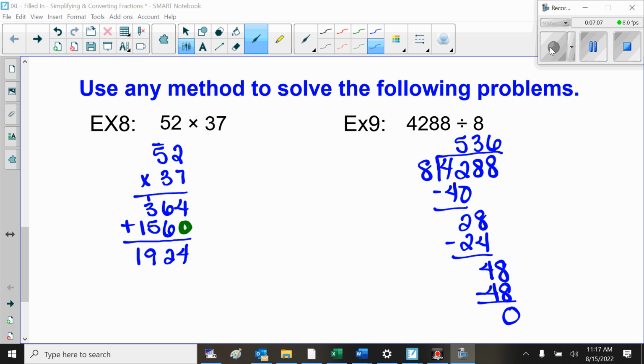Yeah, I got that. And then, so here for the division, this is the traditional long division. I saw that some of you did the multiplication and division differently, okay? That is okay. You can solve this any way you want.